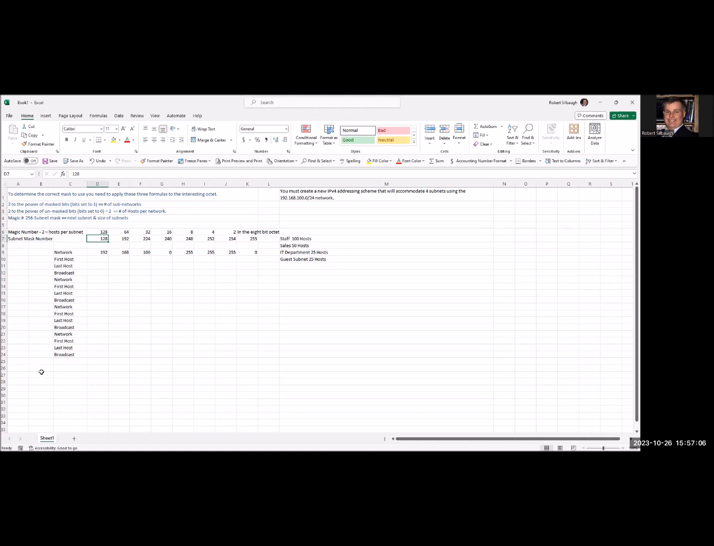The bottom number is the subnet mask number. That's the number that you're actually going to type in the computer or the router to make the subnet work.